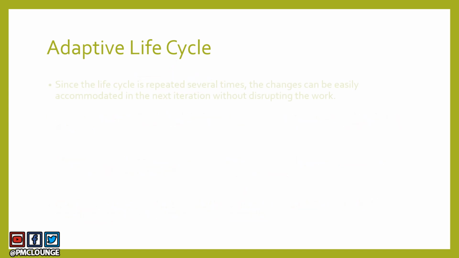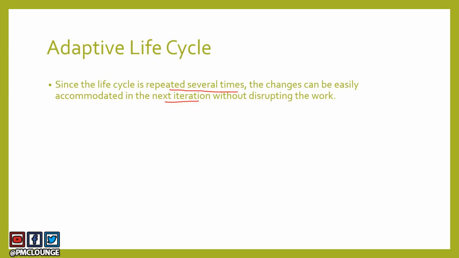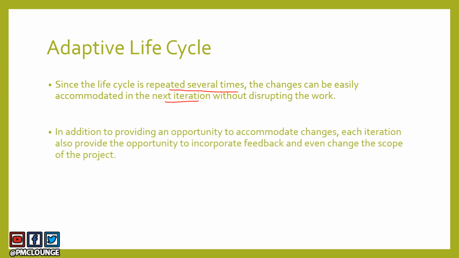A couple of pointers here. Since the life cycle is repeated several times, the changes can be easily accommodated in the next iteration because you're repeating all the steps, all the activities, or all the phases several times. So if there is a change in the next iteration, you can accommodate that change. So as opposed to predictive life cycle, when you have your entire plan chalked out in the beginning itself, here you are only planning for possibly the ongoing iteration or the next iteration. That's all. And based on the feedback, you are then making changes.